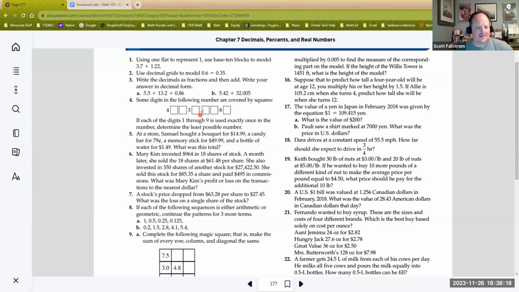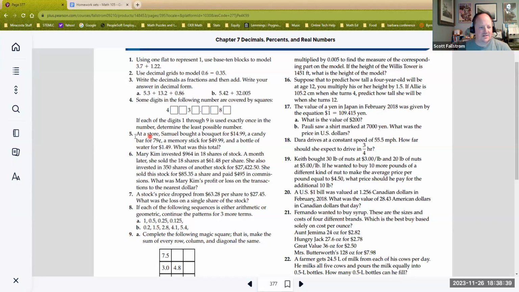Now, there is a decimal point here. Where could I put the digits to get the smallest possible number? So I have to use each digit 1 through 9, kind of like a Sudoku. So 9, where would I want to put the 9 so I get the smallest number? Should I put it up here on the left? Should I put it over here on the right? Okay.